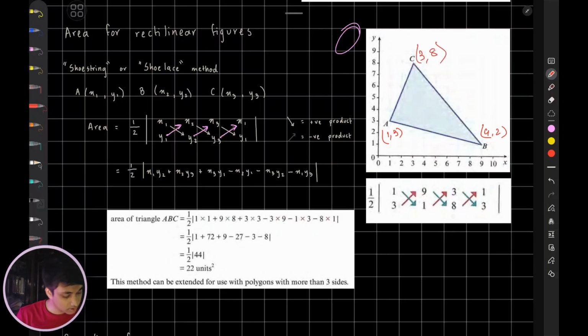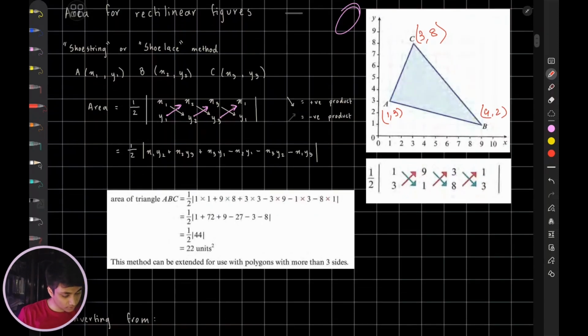These 3 coordinates, they have started from A. So write the coordinate for A, then take either C or B, depending whether you're going clockwise or anti-clockwise. In this case, they've taken B, the adjacent coordinate, which is 9, 1. Next one is going to be C, which is 3, 8. And next one, again, the starting coordinate, which is 1, 3. All of which is going to be inside your modulus function.